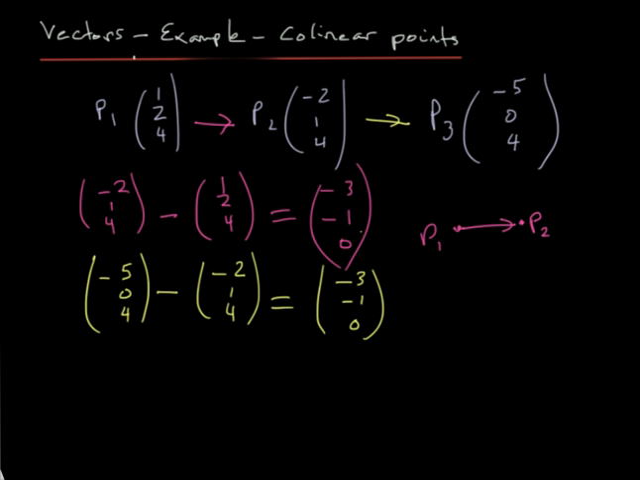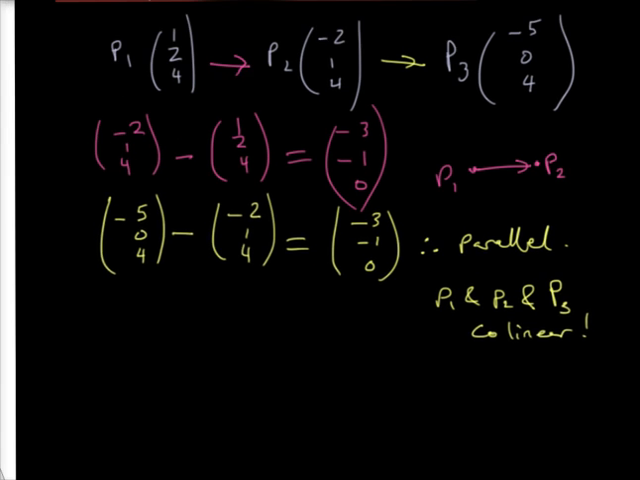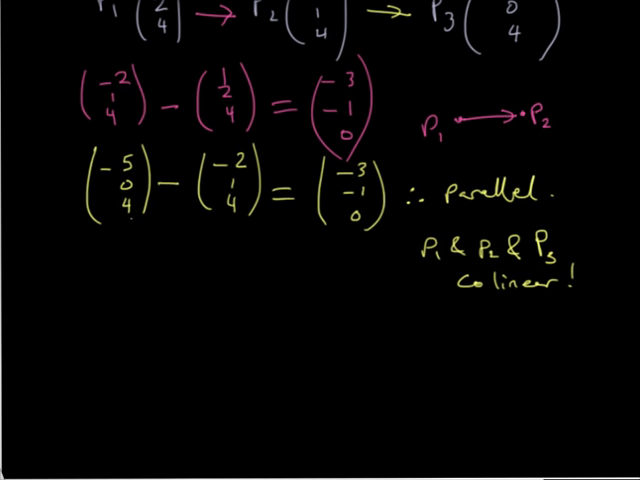They wouldn't have to be. They could be multiples, but they're totally identical. And so the direction of the vector that goes from P2 to P3 is parallel to this one. So we can say, therefore, parallel. So P1 and P2 and P3 are collinear. Excellent. So that part's done. That was not too hard. Let's now do the other part.